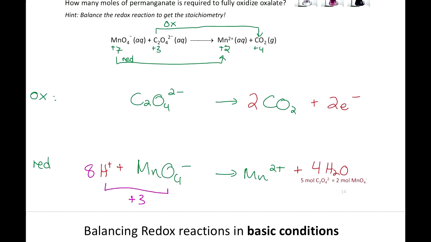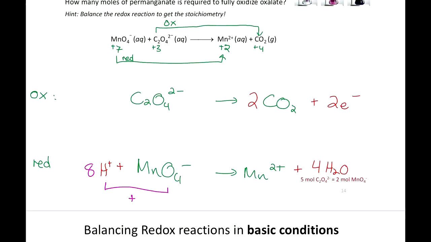So then what is the actual charge on the reactant side? +7. Yeah, I knew that was wrong. And then on my product side, it's +2. So I just need to make them match by adding the least number of electrons possible. So how many is that going to be?